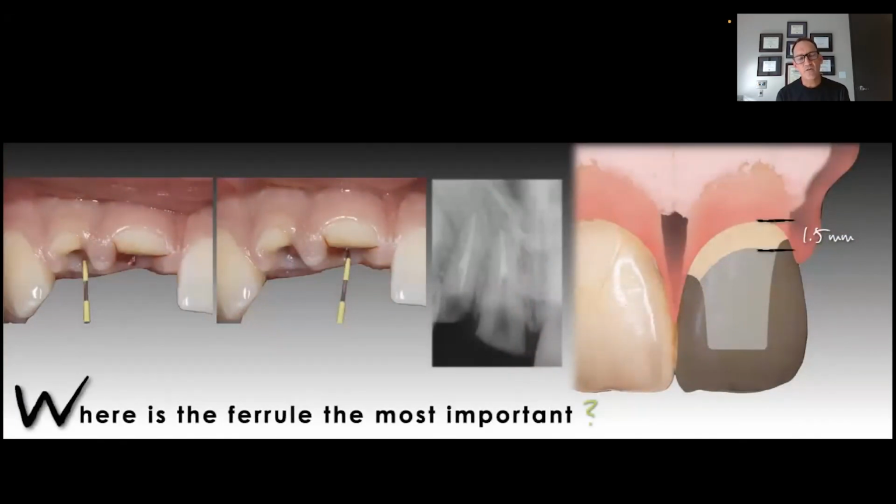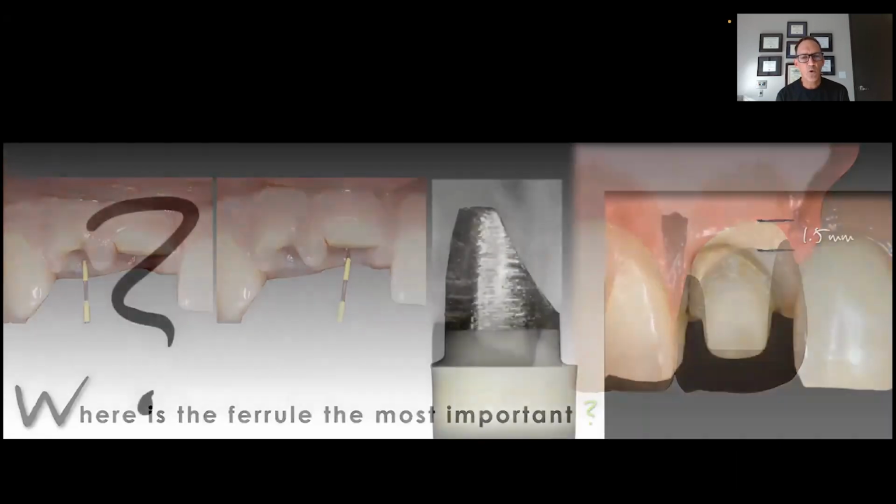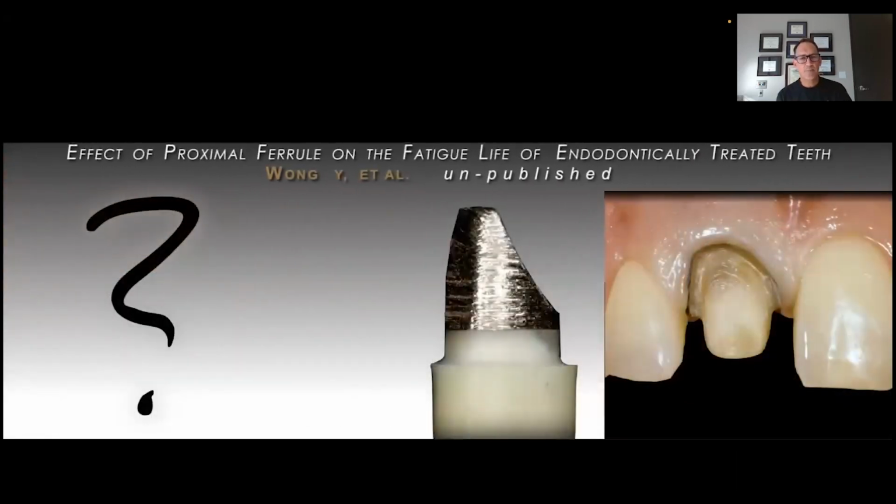Where do I need the ferrule? If I say 1.5 millimeters, where do I need it? The problem with Warren's paper was he prepped his teeth like you see on the screen. Circumferentially, he had 1.5 millimeters all the way around. But that's not the way you and I prep teeth.